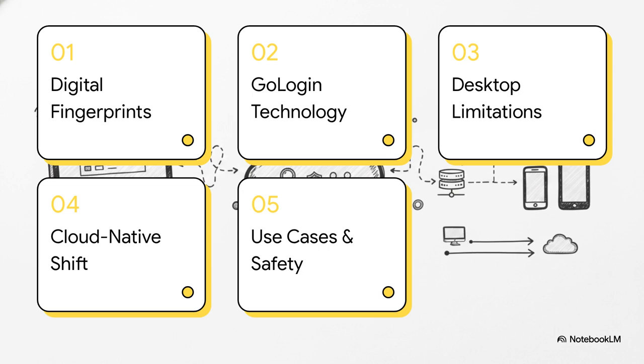Okay, let's dive into this. Here's our roadmap for today. The digital fingerprint problem, GoLogin's technology, desktop limitations, the cloud-native shift, and finally, use cases and safety. We've got a real evolutionary battle between traditional software and modern cloud innovation to cover today.